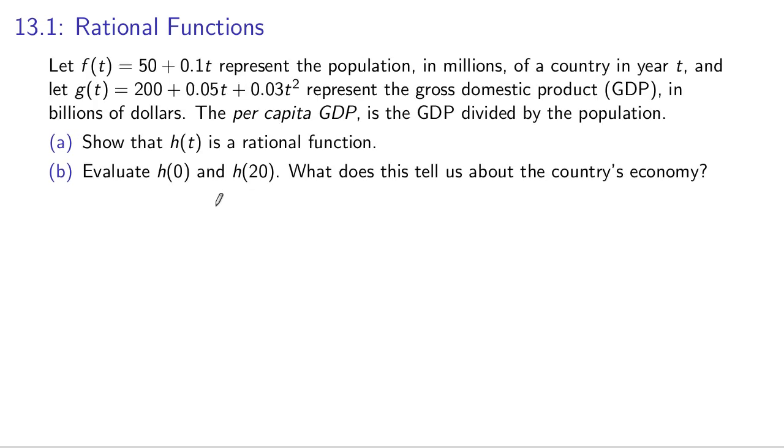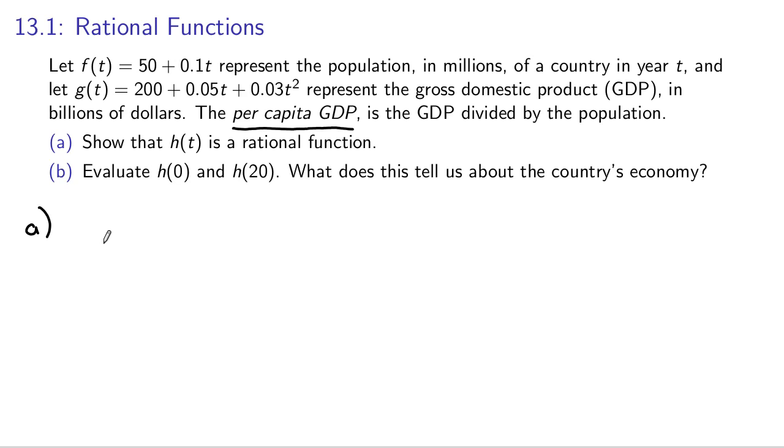Let f of t be 50 plus 0.1t represent the population in millions of a country in year t, and let g of t equal 200 plus 0.05t plus 0.03t squared represent the gross domestic product, GDP, in billions of dollars. The per capita GDP is the GDP divided by the population. A. Demonstrate that h of t is a rational function.